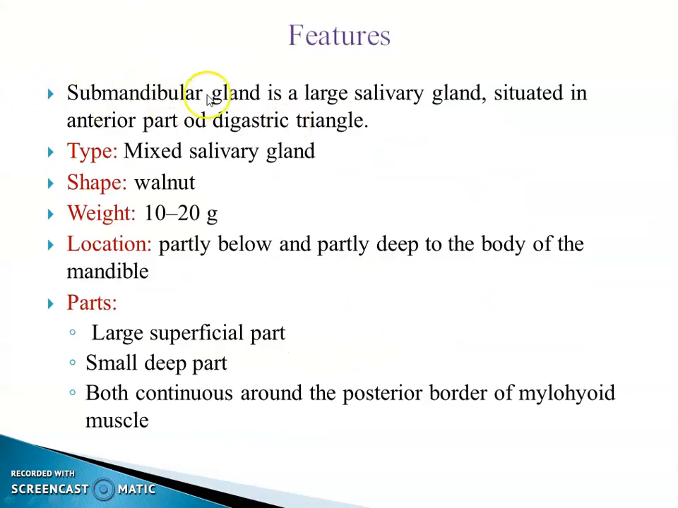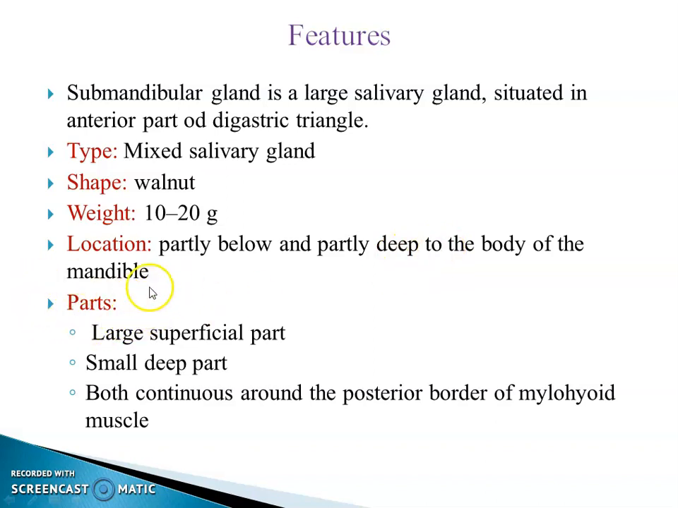In features, the submandibular gland is a large salivary gland. It is situated in the anterior part of the digastric triangle. It is a mixed salivary gland. It appears like a walnut and its weight is about 10 to 20 gram. In location, it lies partly below and partly deep to the body of the mandible.